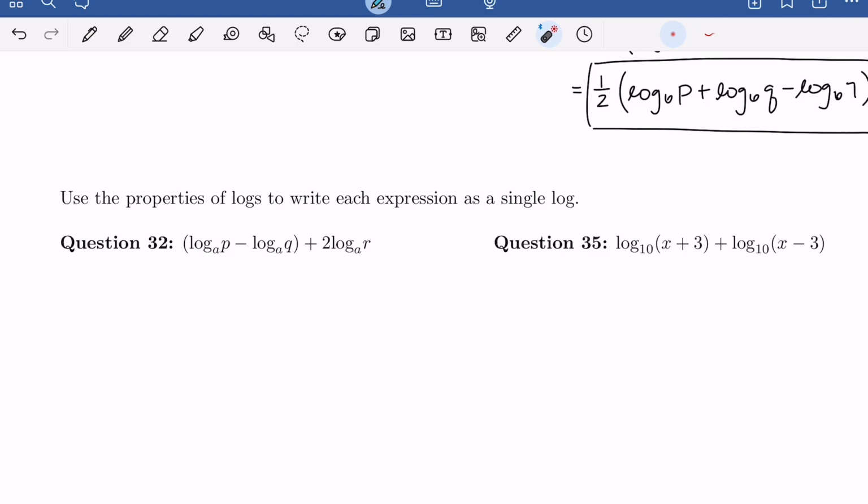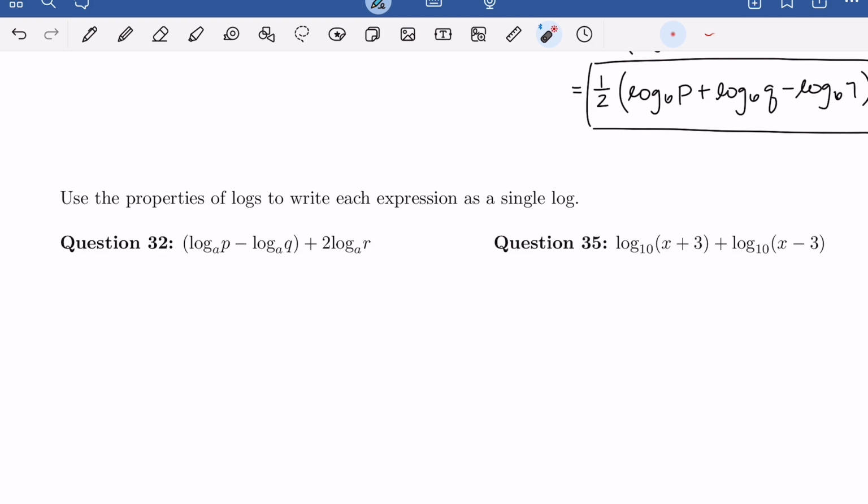Now for the next two questions, we're going to do the opposite of what we just saw. We have these expanded log expressions, and we want to condense them and write them as a single log. We're going to use our log properties.